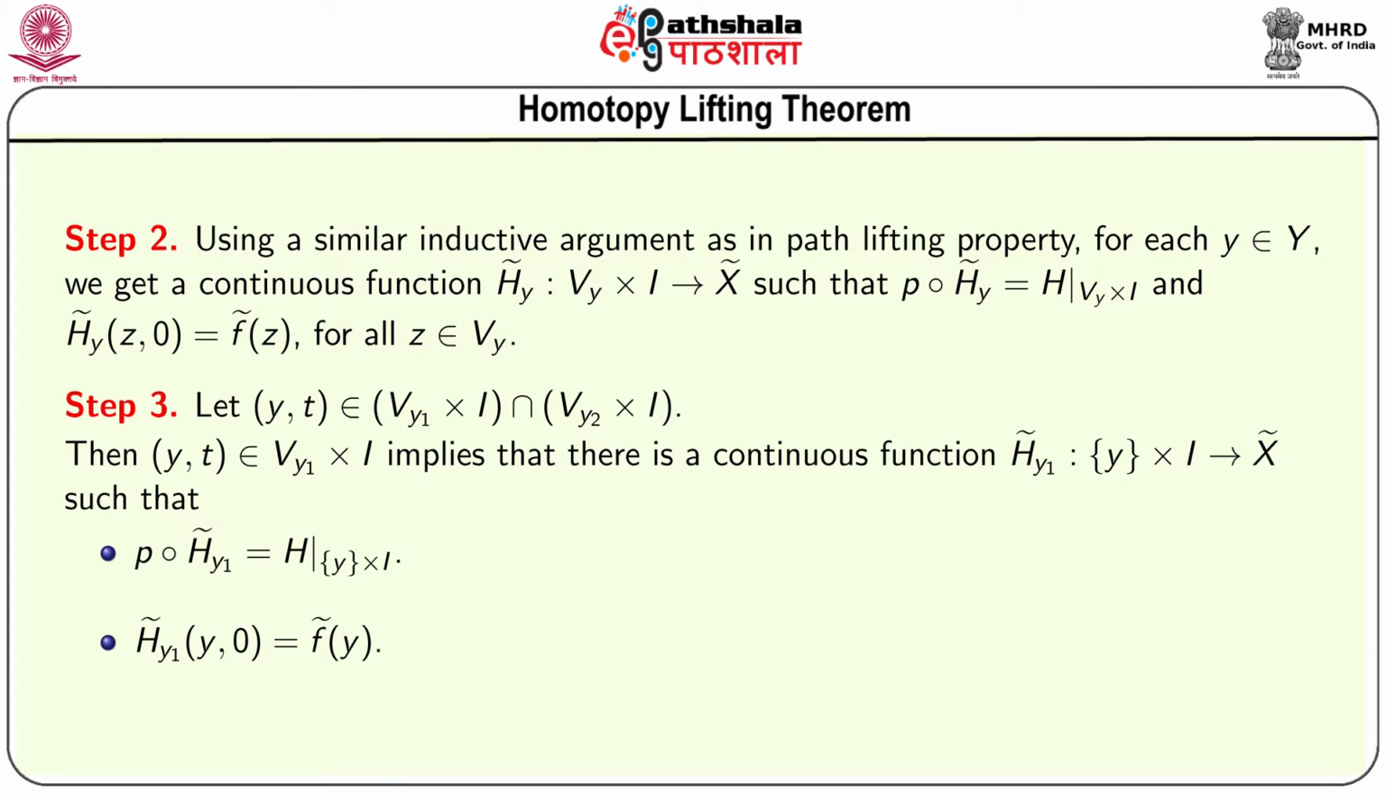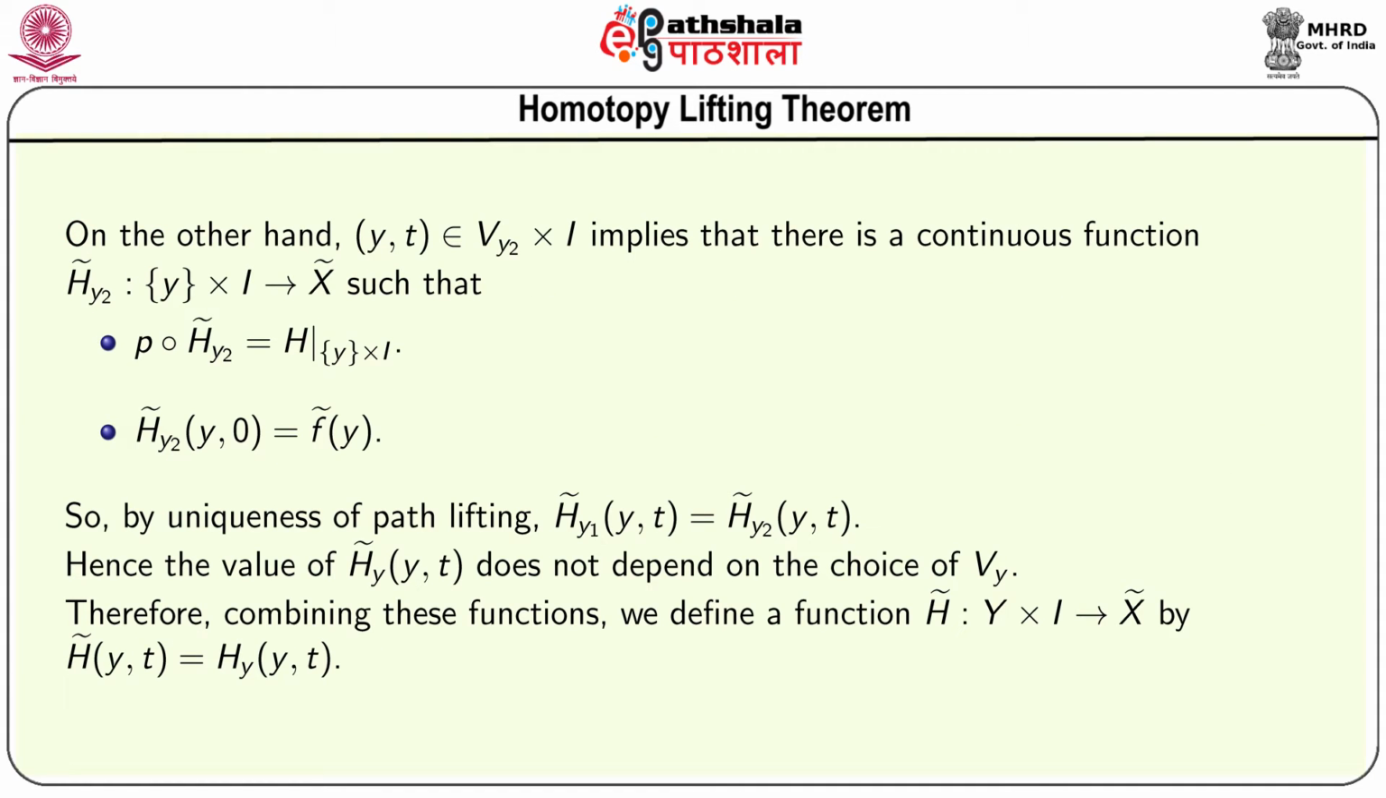Now in step 3, we take the pair (y, t) from Vy1 cross I intersection with Vy2 cross I. Then (y, t) belongs to Vy1 cross I implies that there is a continuous function Hy1 tilde from singleton y cross capital I to X tilde such that P composed Hy1 tilde equal to H restricted to the singleton y cross I, and Hy1 tilde evaluated at the point (y, 0) is equal to f tilde of y.